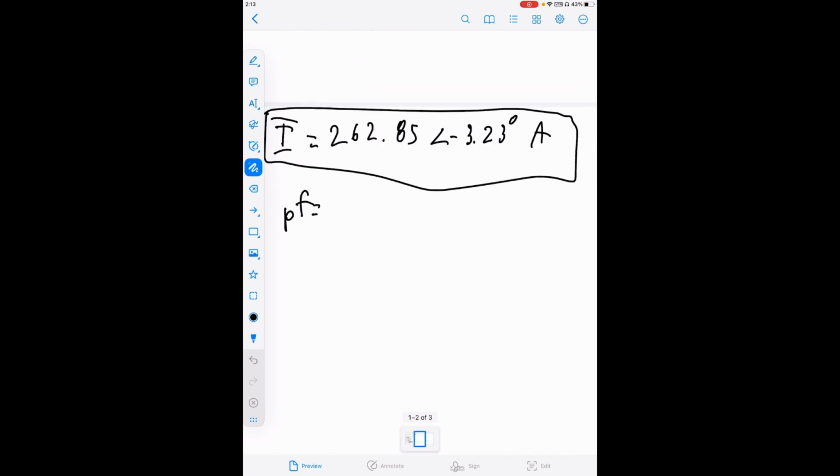Our power factor is just going to be equal to the cosine of the angle we just got for our current. That is 0.9984. Because the sine of the angle in our current was negative, we know that this power factor is lagging.